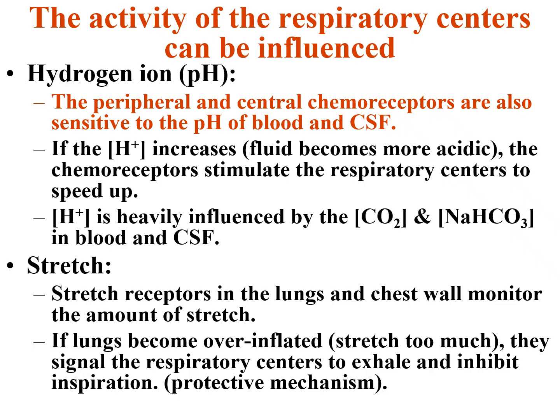So not just the hydrogen ion concentration or the pH, but also the overall stretch. Now, there are stretch receptors within our lungs and our chest wall that constantly monitor the amount of stretch. So what happens? Well, if the lungs become overinflated, in other words, if they stretch too much, they signal the respiratory centers to exhale and inhibit inspiration. So these stretch receptors work as a protective mechanism.